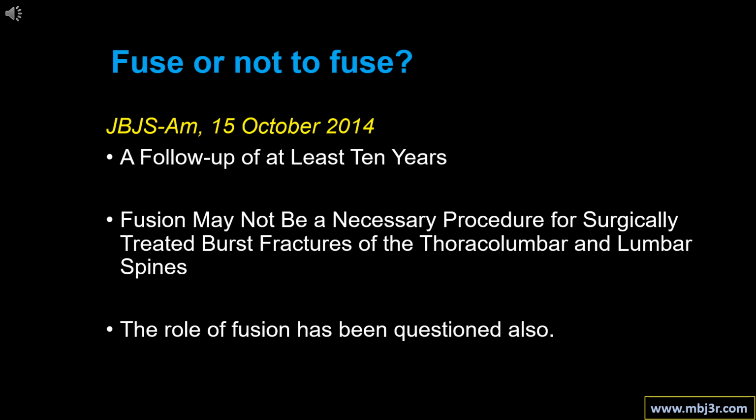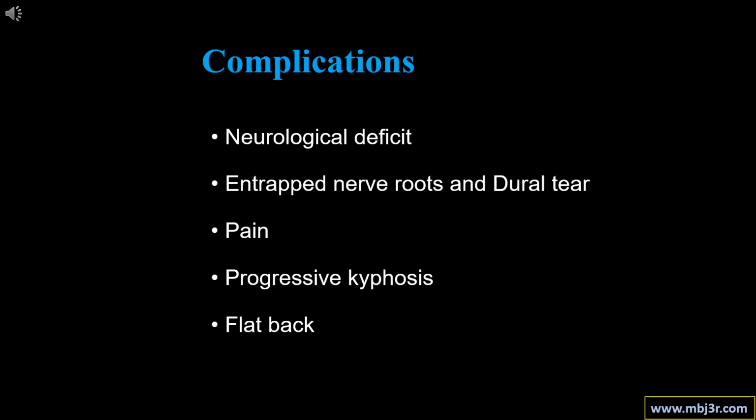Fusion or no fusion. Fusion may not be a necessary procedure for surgically treated burst fractures of the thoracolumbar and lumbar spine. A 10-year follow-up study published in JBJS 2014 questions the fusion. Coming to the complications: neurological deficit, entrapped nerve roots and dural tear, pain, progressive kyphosis, flat back deformity.